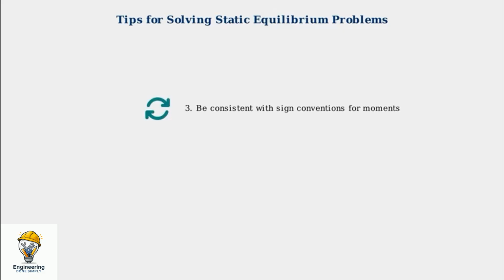Be consistent with sign conventions for moments. Define clockwise and counterclockwise moments clearly, and stick to that convention throughout your calculations to avoid confusion. Carefully check your work. Verify that all forces sum to 0 and all moments sum to 0, and double-check your calculations and units. Consider simplifying the problem by choosing a pivot point that eliminates unknown forces from the moment equation. This reduces the number of unknowns and makes solving easier.